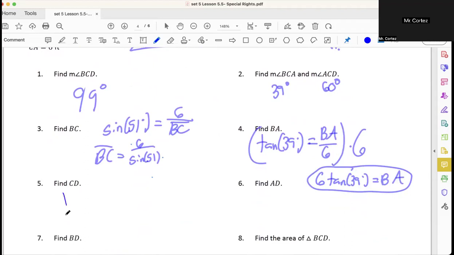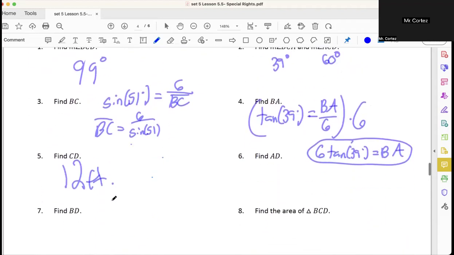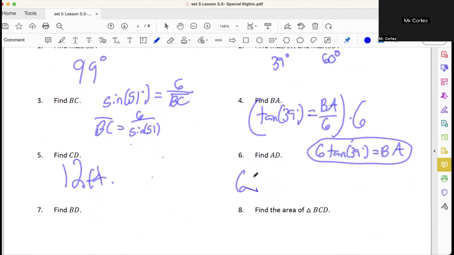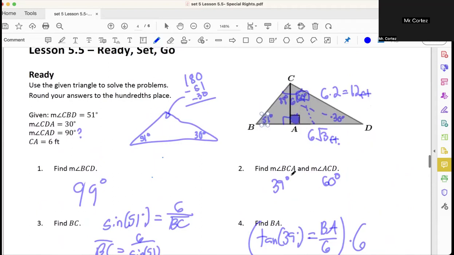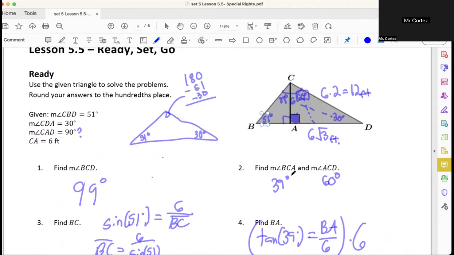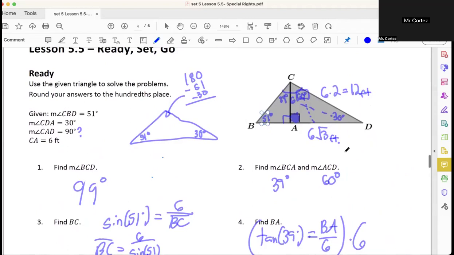CD we said was 12 feet. AD, looking back, we said was 6√3. Again, if those don't make sense, look back at the classwork, look back at the takeaways. B to D, oh, big summary. Well, A to D, we know that's 6√3.